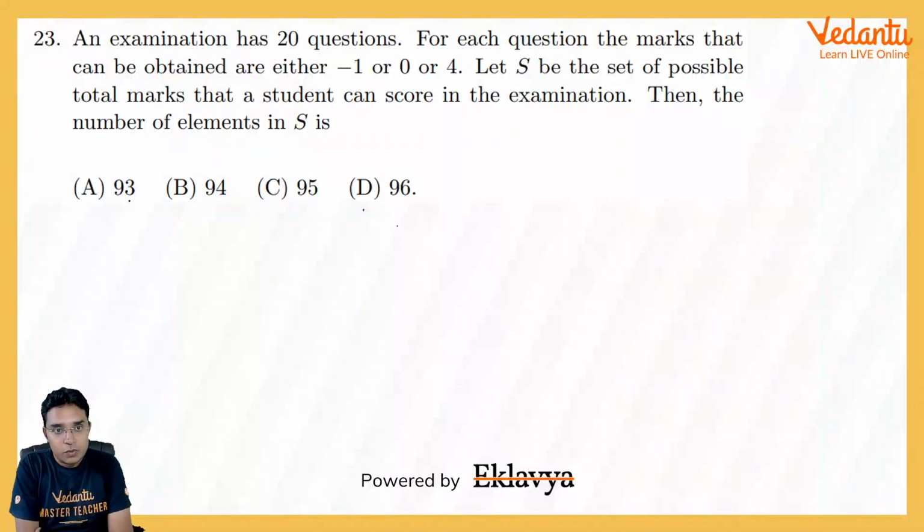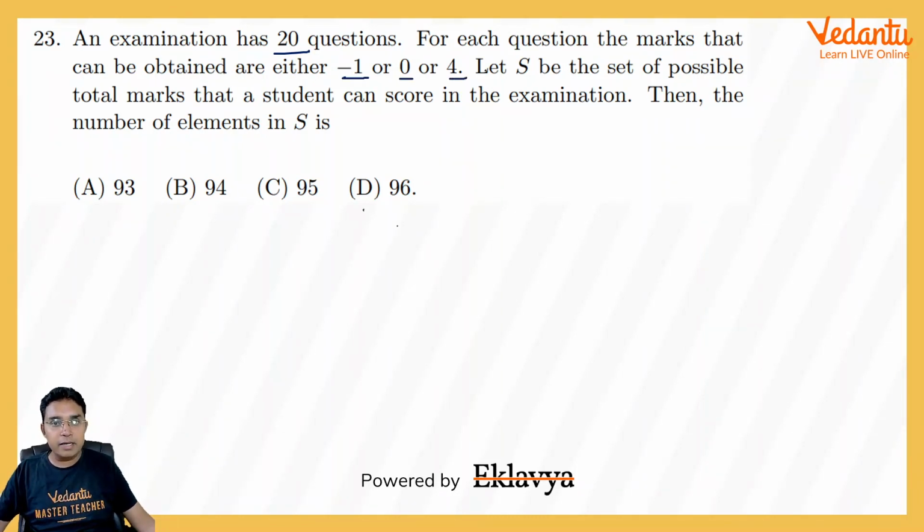Now coming to the next question, that is 23. This question says an examination has 20 questions. For each question the marks that can be obtained are either -1, 0 or 4. One very standard format for JEE Mains type questions. For correct you get 4, for leaving you get 0, for incorrect you get -1. S is the set of possible total marks that a student can score in the examination. Then the number of elements in S is.